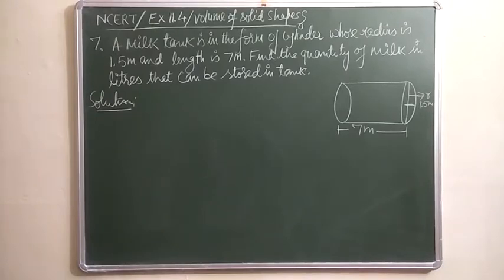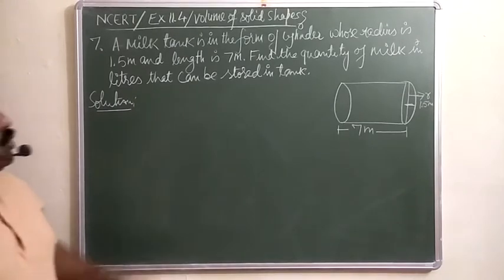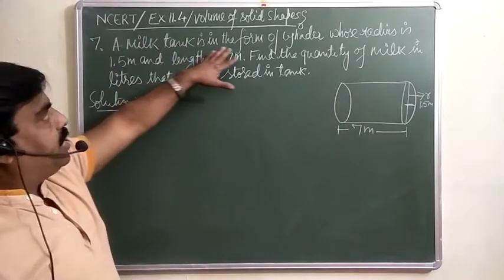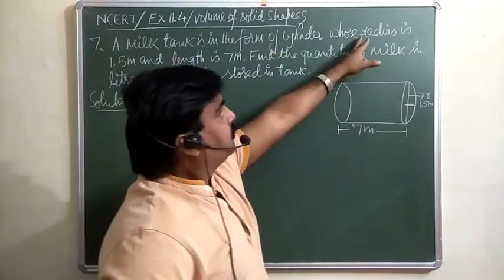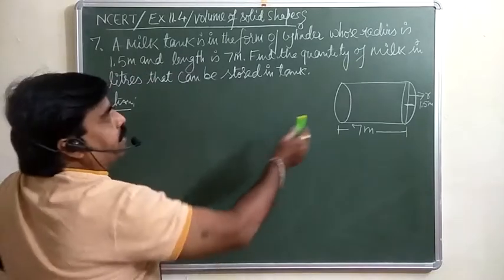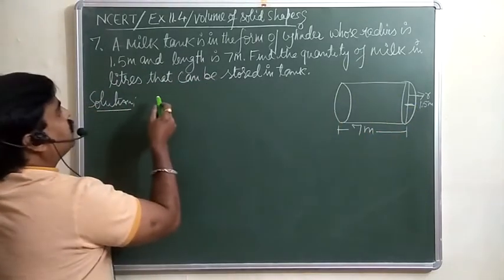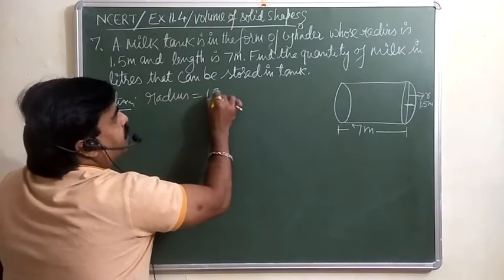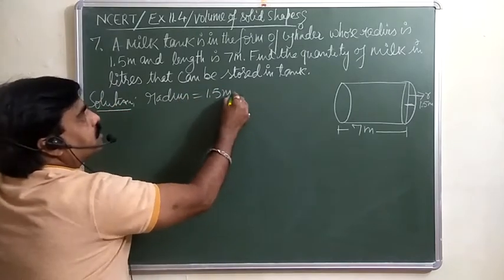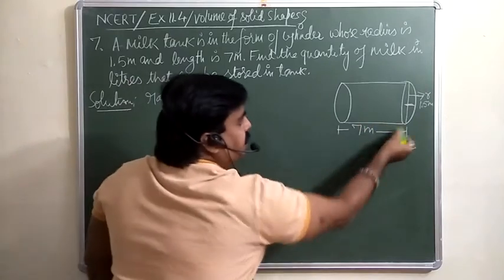Okay, now this is your question number 7. The question is, a milk tank is in the form of a cylinder whose radius is 1.5 meter. The radius of this is given as 1.5 meter, and the length of this cylinder is given as 7 meter.